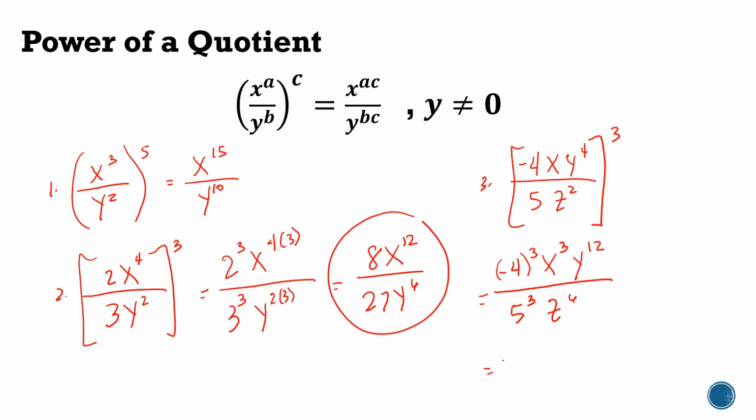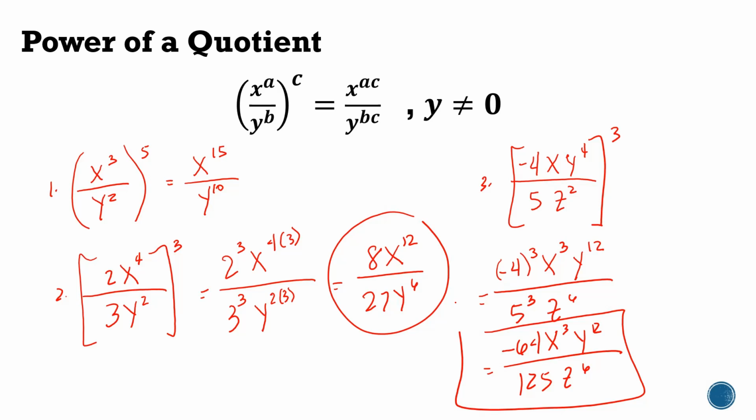Now let's evaluate the numerical coefficients. Negative 4 times negative 4 is 16 times negative 4 is negative 64. So x raised to 3, y raised to 12. And then the denominator would be 5 raised to 3, which is 5 times 5, 25 times 5 is 125. z raised to 6. And that's going to be the final answer. Okay, let's go to the next one.